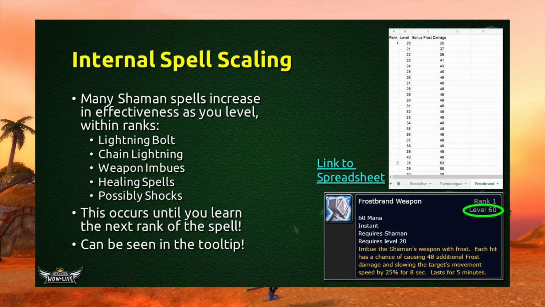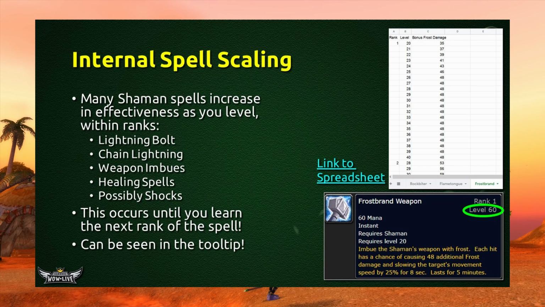Alright, let's talk about internal spell scaling. This is a very interesting thing. What I'm talking about here is scaling within ranks, not across ranks. As your character levels, the effectiveness of your spells increases. It's almost like mini ranks. Now this affects Lightning Bolt, Chain Lightning, Weapon Imbues, Healing Spells, and possibly even Shocks. We didn't get a chance to test everything, but I do have a spreadsheet. The link is in the description so you can see what I'm talking about.